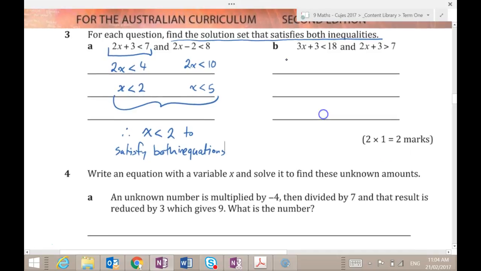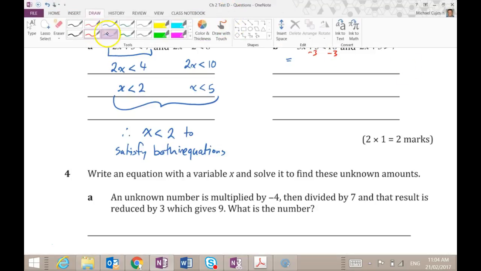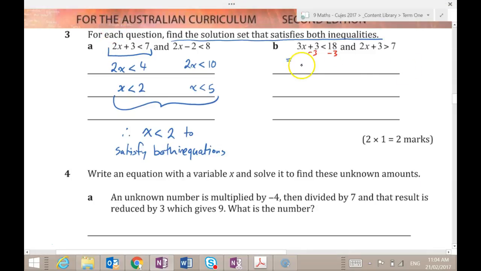Let's rearrange this next one. So we're up to part B. I'm going to subtract 3 first. This time I'll put the little extra working steps in, just to show you that it doesn't hurt to do it. So now I'm going to have 3x is less than 15.